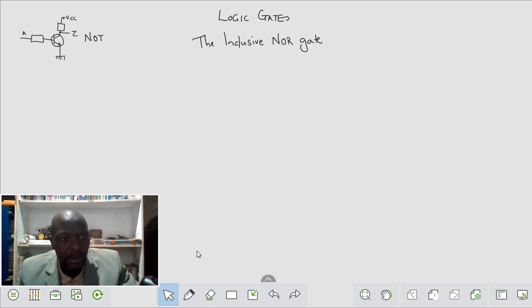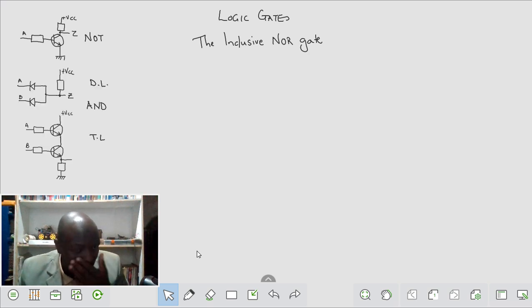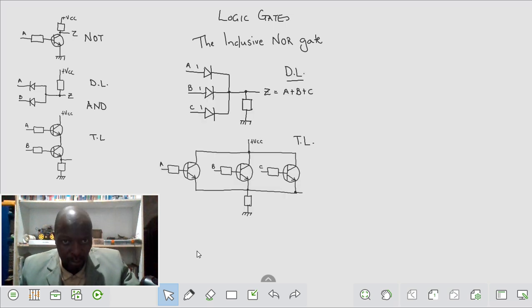Then we looked at the other case, the AND gates. Then we said, okay, we combine the AND gate with the NOT gate, and we get a NAND gate. We've looked at all that. Now today we're going to look at the NOR gate, but we're going to start off with the OR gate.